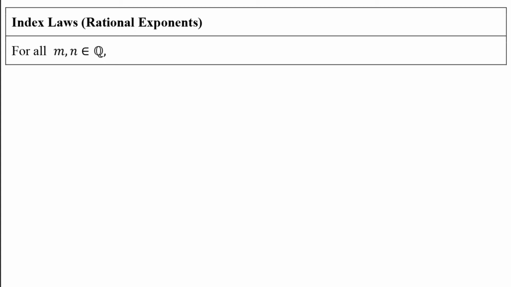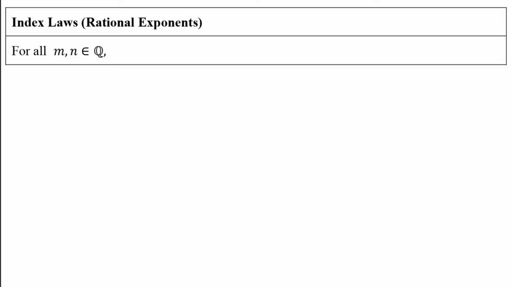What do we mean by rational numbers? Rational numbers are fractions, a whole number divided by another whole number. And the set of rational numbers is denoted by Q. So if we have m and n in Q, in other words our powers are rational numbers, we are just going to carry over those laws for positive exponents.